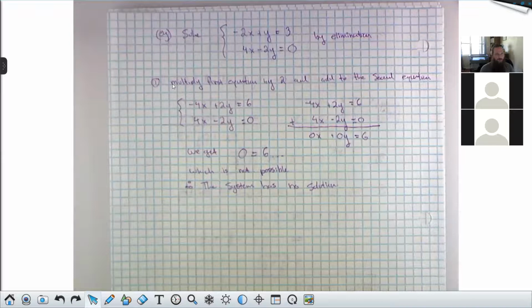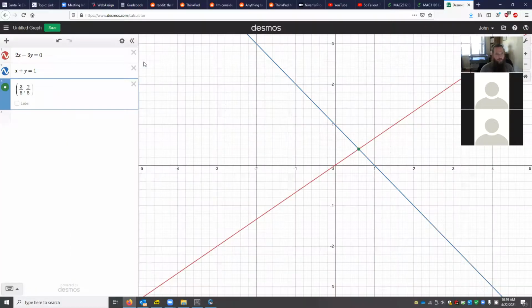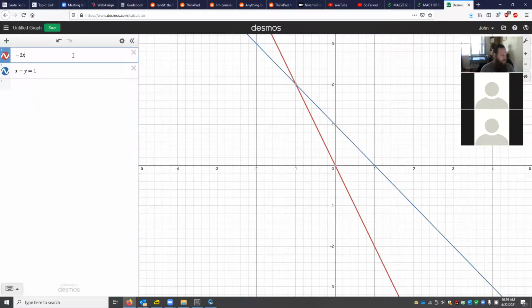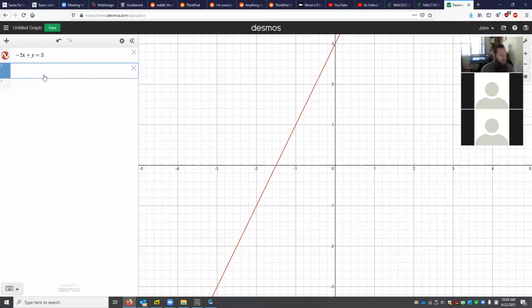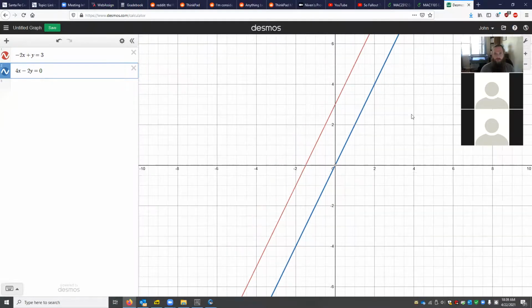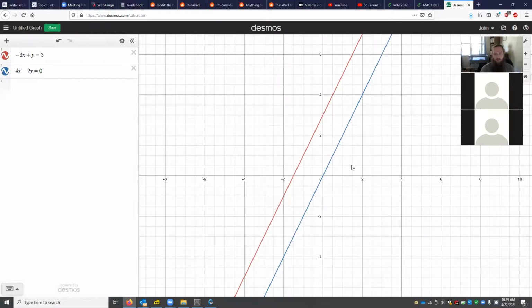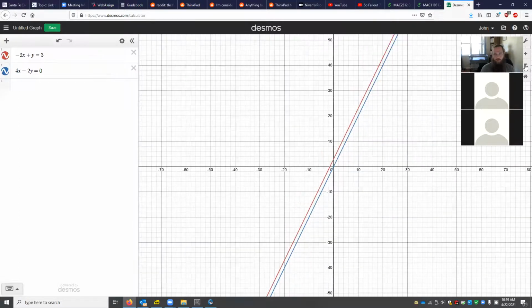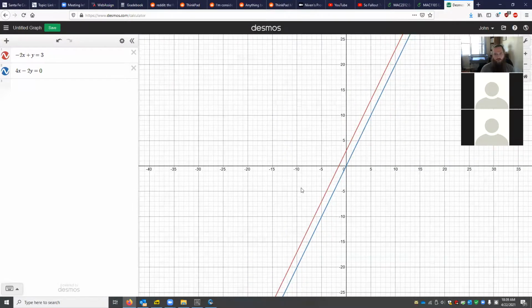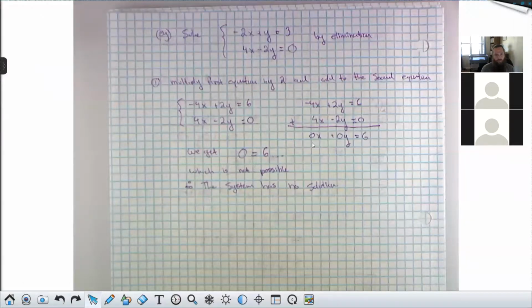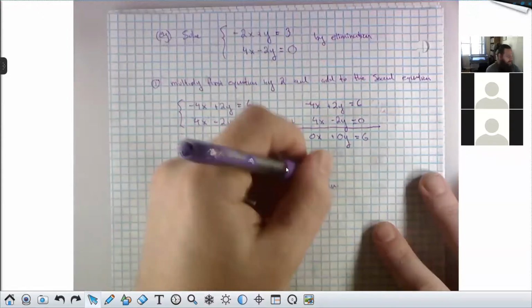And in Desmos, if I graph those two equations, negative 2x plus y equals 3, and 4x minus 2y equals 0, you see they're parallel lines. Parallel lines with different y-intercepts, they're never going to touch. No matter how far you zoom out, no matter where you scoot around, those things are never, ever going to touch each other. So since the solution to the system is the place where those two lines meet, the system has no solution. And that's it, you're done.